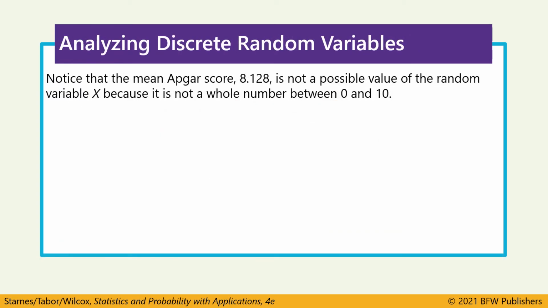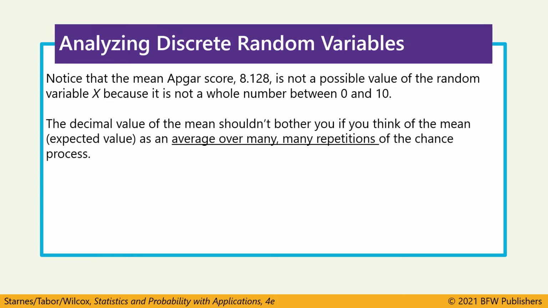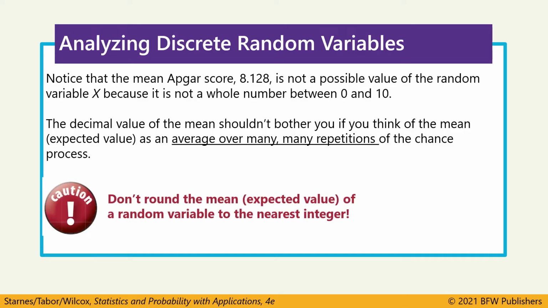Now note that's not an actual possible value for an APGAR score. A baby could have an APGAR score of 8 or 9, but they can't have a value in between those because this is discrete data. It's okay to have an average that works out to something that's not possible for a single baby to have. Don't round the mean or expected value or averages to the nearest integer. We want it to be precise, and it's okay if it's not an actual valid value for that variable.